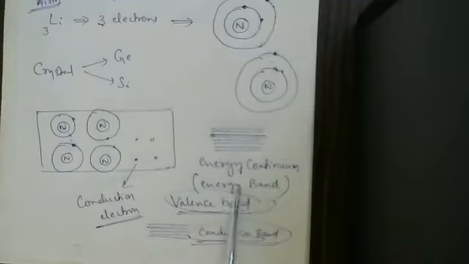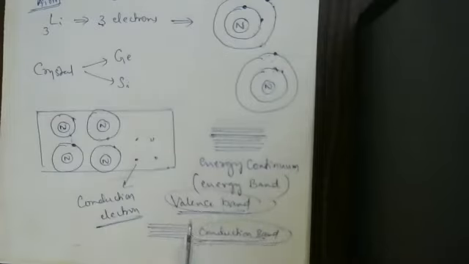Therefore, there are two types of energy bands: the valence band and the conduction band. Now the question is, between the valence band energy and the conduction band energy, which energy is more? Valence band energy, usually it is less.